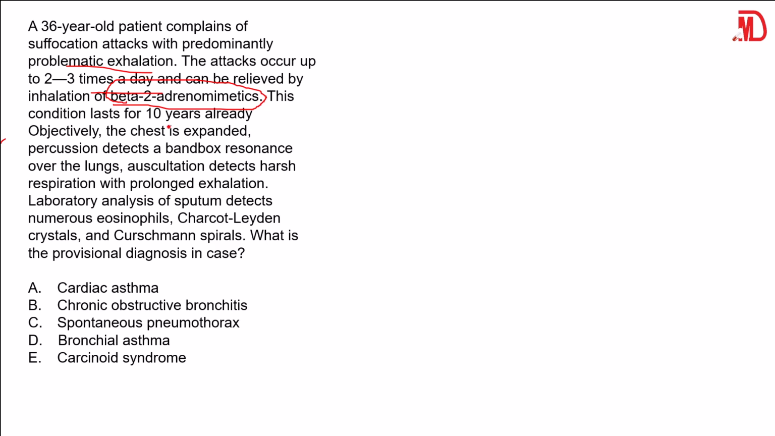Now, this condition has lasted for 10 years already. The chest is expanded. Percussion detects a bandbox sound, that is air. Auscultation detects harsh respiration with prolonged exhalation. Then we can't get the air out of the lungs. Lab analysis shows numerous eosinophils, Charcot-Leyden crystals, Kussmaul's spirals. What is the provisional diagnosis in this case?